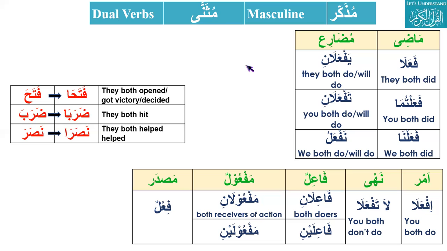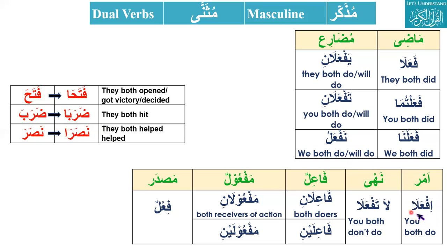So let's start. I would ask Anusha. Assalamu alaikum. Wa alaikum assalam. Can you please start here? Okay, fa'ala, they both did. Fa'altuma, you both did. Fa'alna, we both did. Yaf'alani, they both do, or they both will do. Taf'alani, you both do, or you both will do. Naf'alu, we both do, or we both will do.